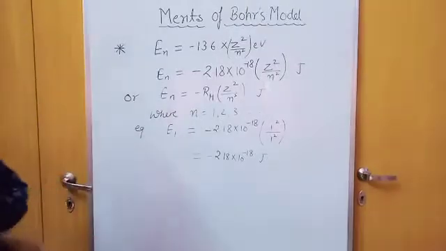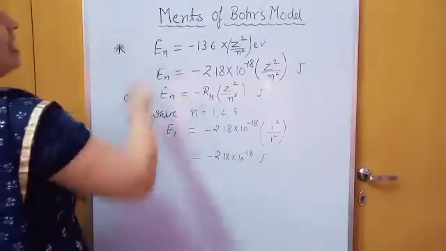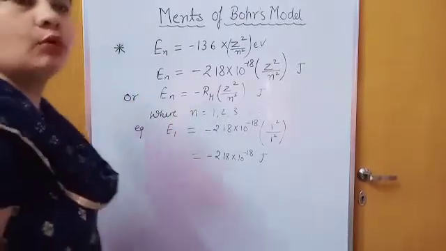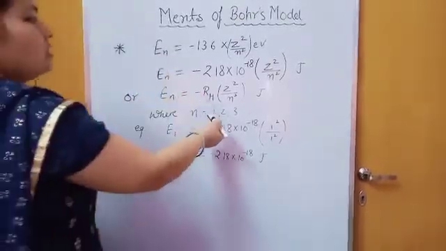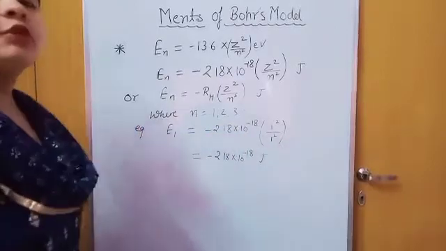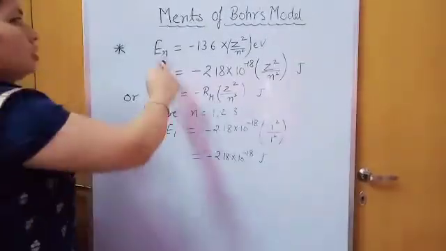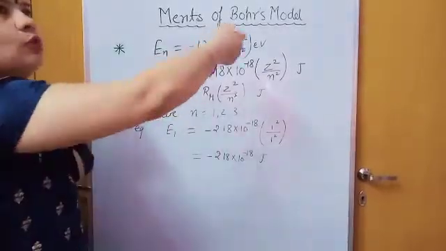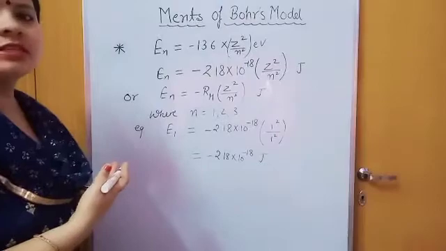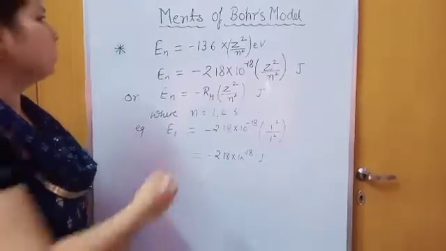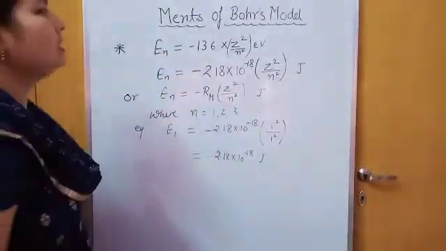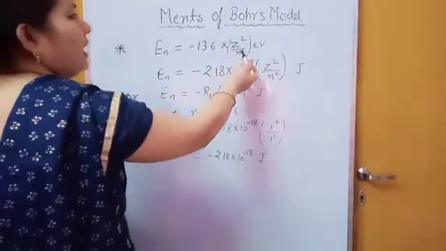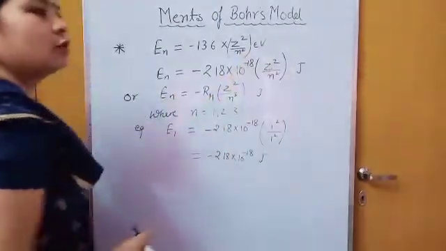That expression is En. E represents energy and n is the number of the orbit. If you are taking the first orbit, n is equal to 1. If we are talking about the second one, it's 2, 3, 4 accordingly, because this represents the shell. So En is equal to minus 13.6 into Z square upon n square eV. This one is electron volt.